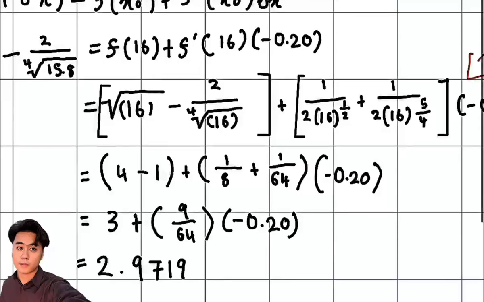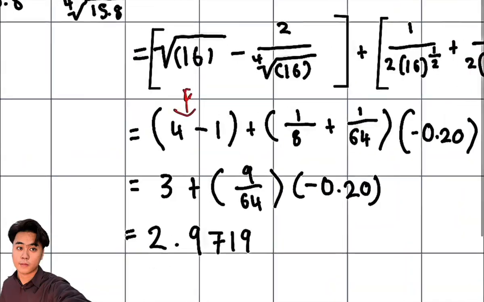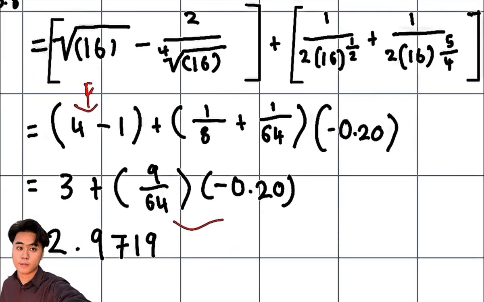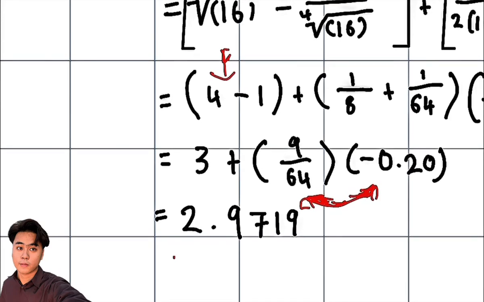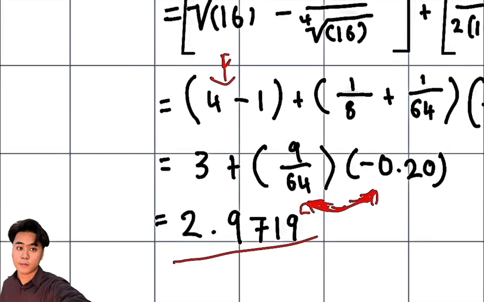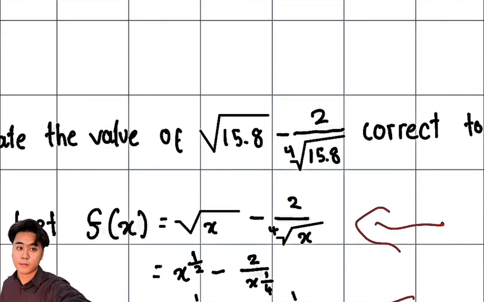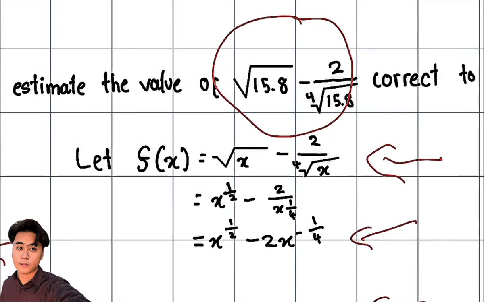I get this, and then I get this, and 4 minus 1 is 3, plus this, and after that I obtain the estimate value. Therefore, using differential, the estimate value of this expression is 2.9719, correct to 4 decimal places.